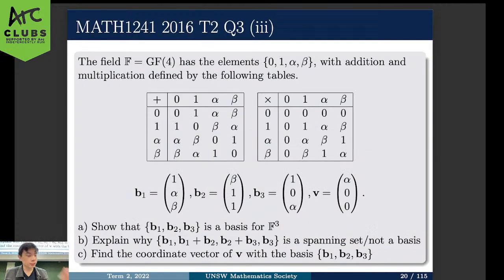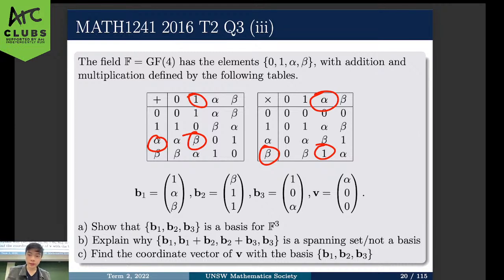So let's look at this example. You probably don't need to worry too much about the actual way that addition and multiplication have been defined here, but we have a field F which has 4 elements, 0, 1, alpha, and beta, and multiplication and addition are defined in these tables, which just means like if you have 1 and you add it to alpha, you get beta. And if you multiply beta by alpha, you get 1. That's basically what it says. And we also have 3 vectors, b1, b2, and b3, as well as a vector v.